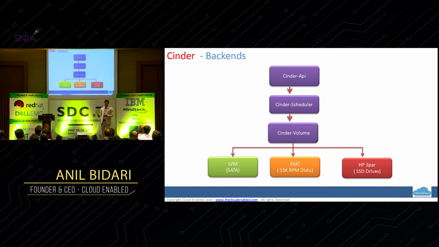So if you look at client A, ABC Limited, operating out of New York, he can provide storage as a service to his own employees in 3 different categories: open source SATA on LVM, EMC 15K RPM, and SSD. So in a private cloud, if you want to offer storage as a service, Cinder does allow you to give multiple tiered storage services to your clients at this moment.